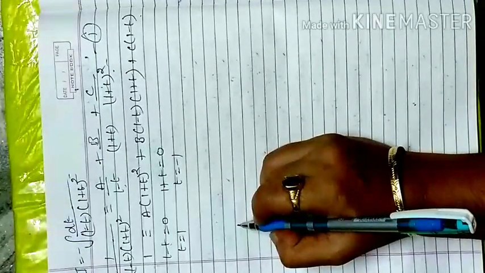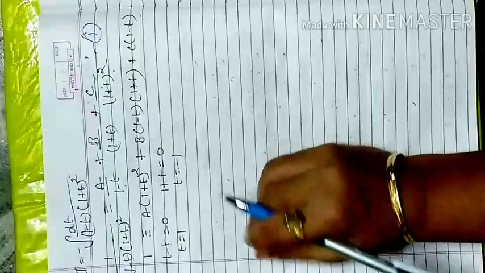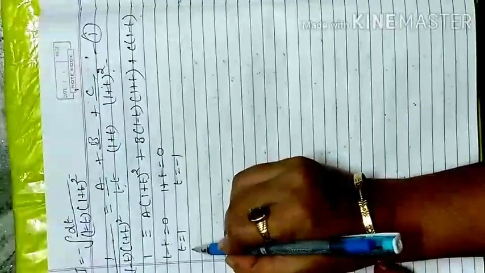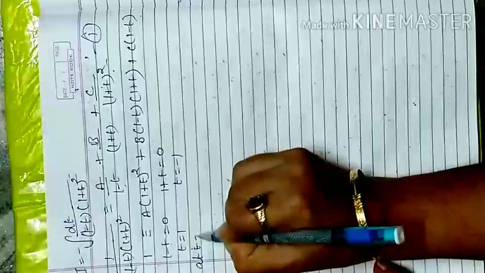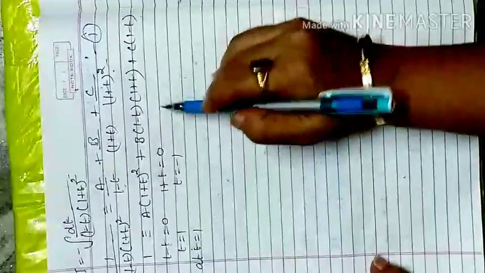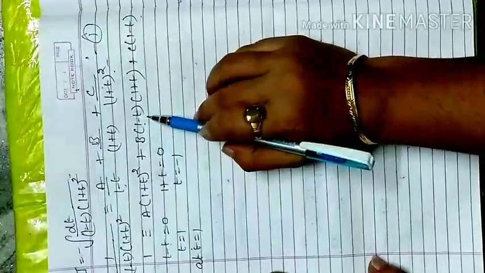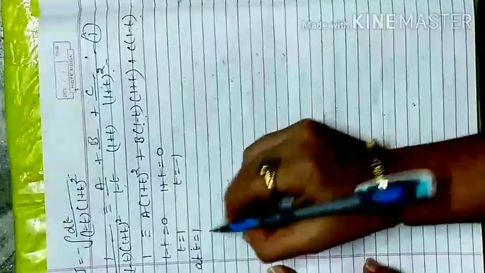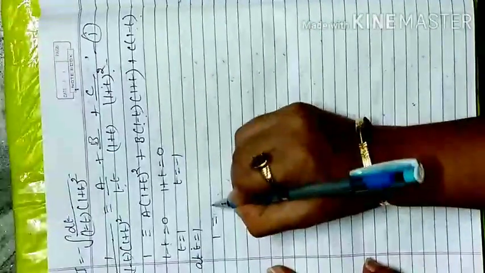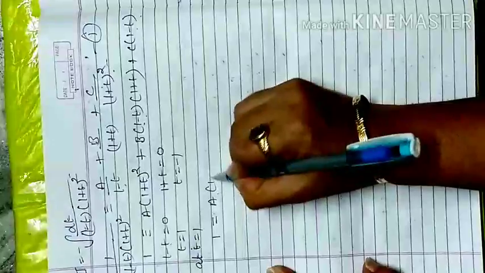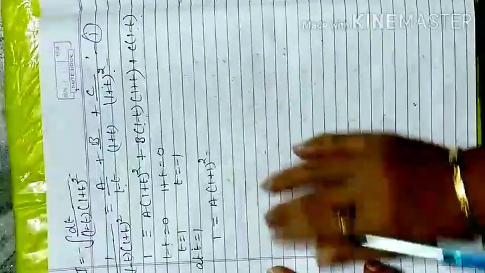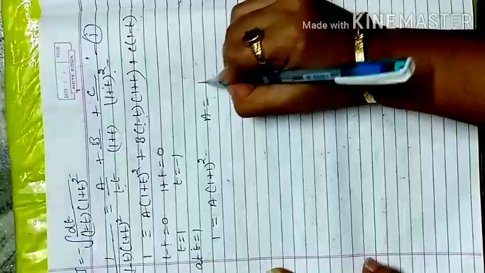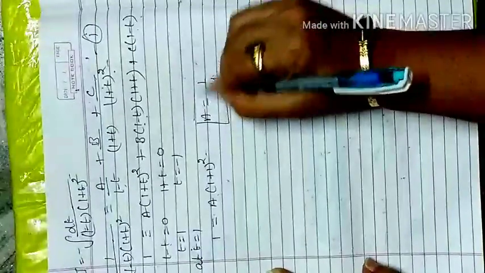First I will apply these 2 values so that I can find which variables are there. So here at t is equal to 1, if I apply t is equal to 1, this becomes 0 and this becomes 0, because 1 minus 1 is 0, only A is left. So the left side is 1, A times 1 plus 1 whole square, then 2 square is 4, and ultimately my A value is 1 by 4. I got the A value.